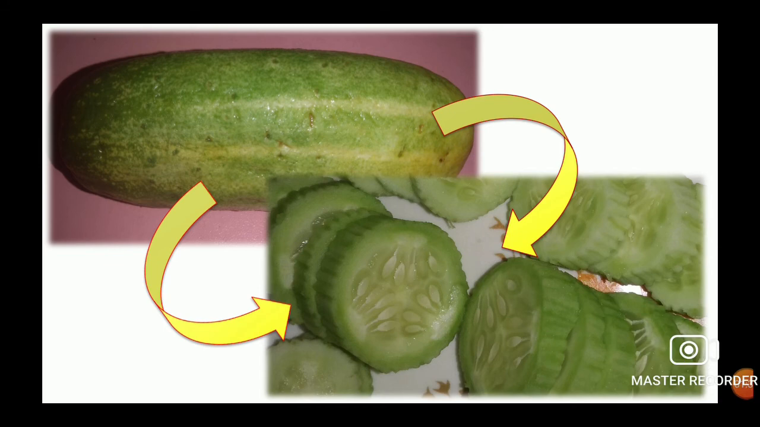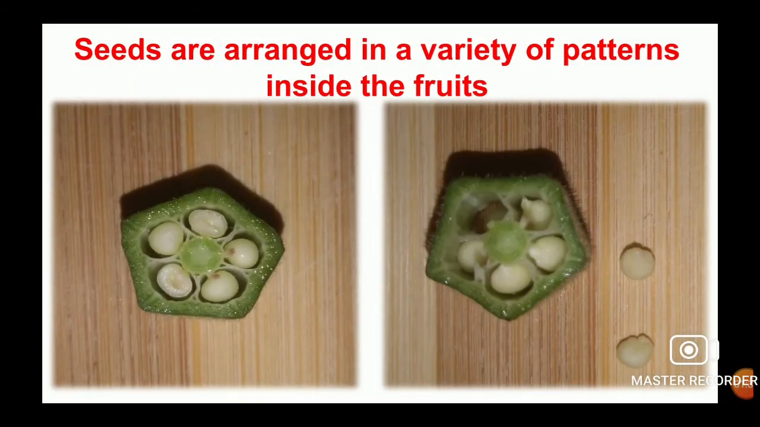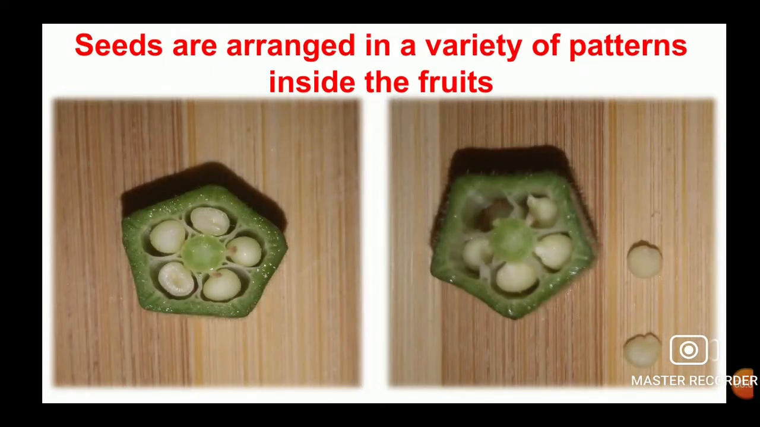Now, these seeds or these ovules may be arranged inside the ovary or inside the fruit in different patterns. We saw a kind of arrangement in cucumber, but here in ladyfinger we see a completely different kind of arrangement. So there are many different kinds of arrangement of ovules possible inside a fruit, or inside an ovary.